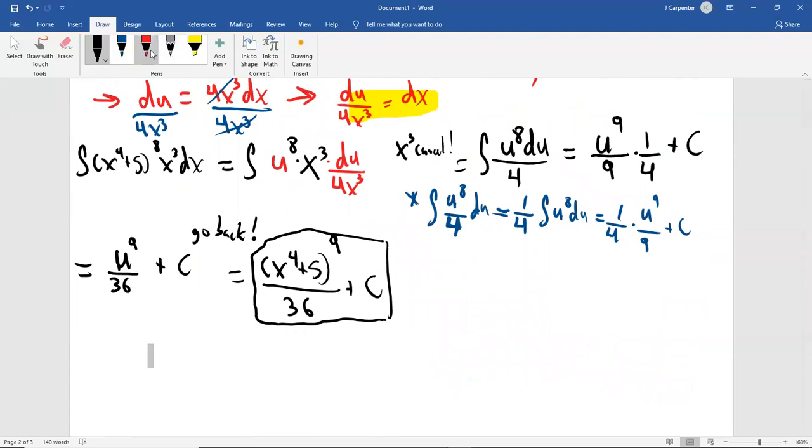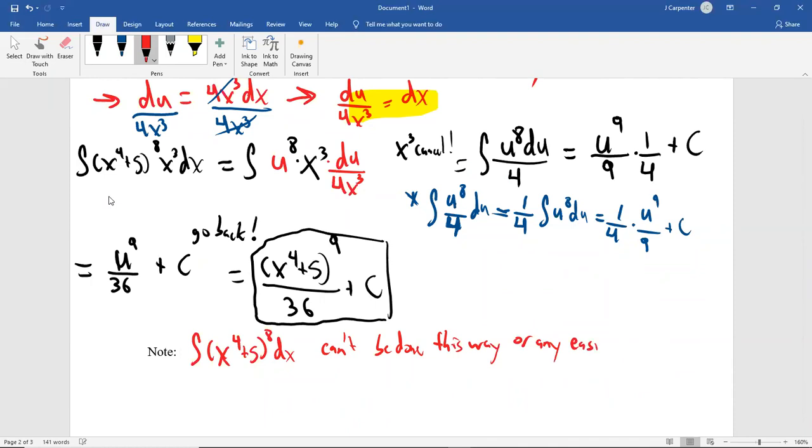What I think is super interesting about this process is, if you try to do the integral of x to the 4th plus 5 raised to the 8th power, this can't be done this way or any easier way.